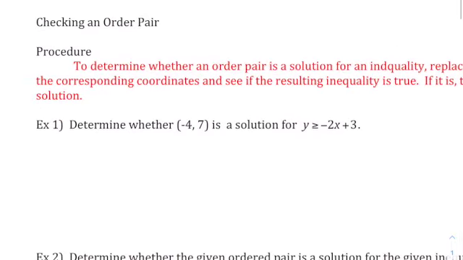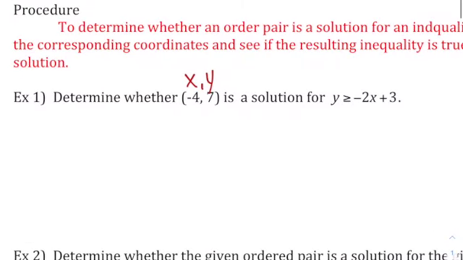So first of all, you need to remember x is the first one and y is the second one, and that's the ordered pair. And because of that, you just have to plug it in for the next step. And that is going to be y is 7, so 7 is greater than or equal to -2 times -4 plus 3, and just simplify them.